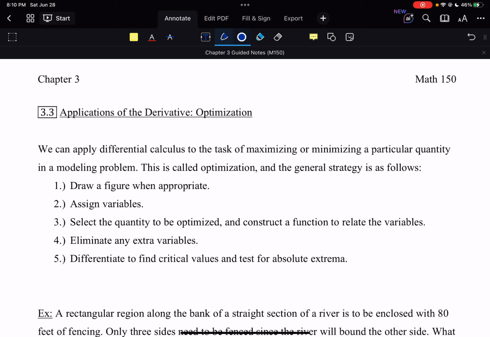Welcome back everyone. We are in section 3.3 talking about applications of the derivative.